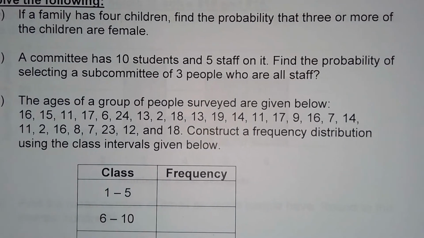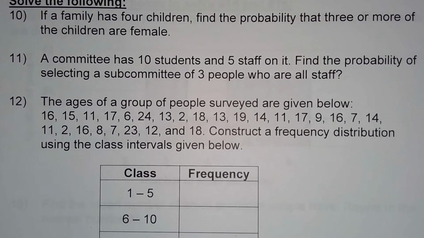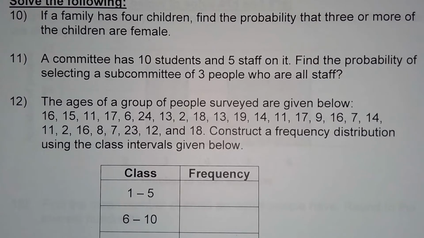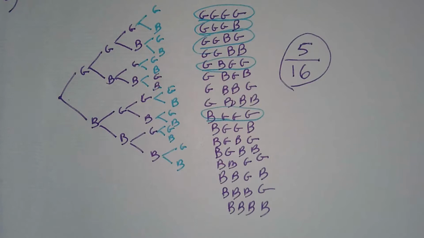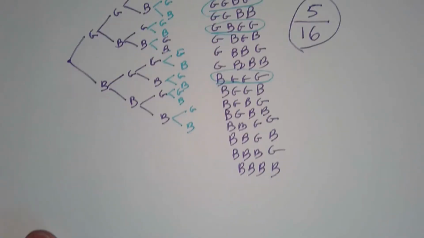Alright, so let's look at problem number 11. A committee has 10 students and 5 staff on it. Find the probability of selecting a subcommittee of 3 people who are all staff. So first we need to figure out how many ways the committee could be selected in general.